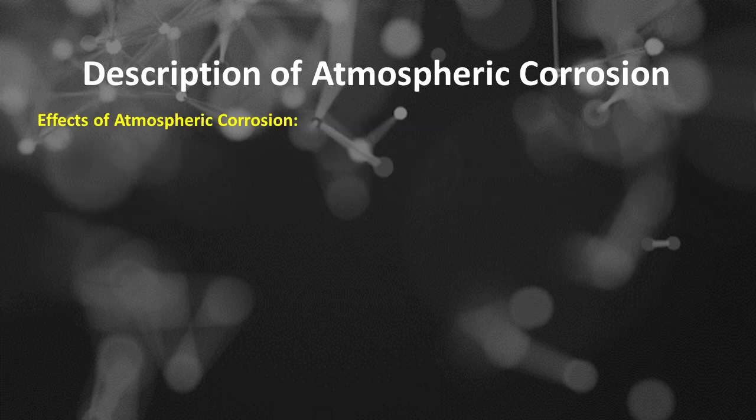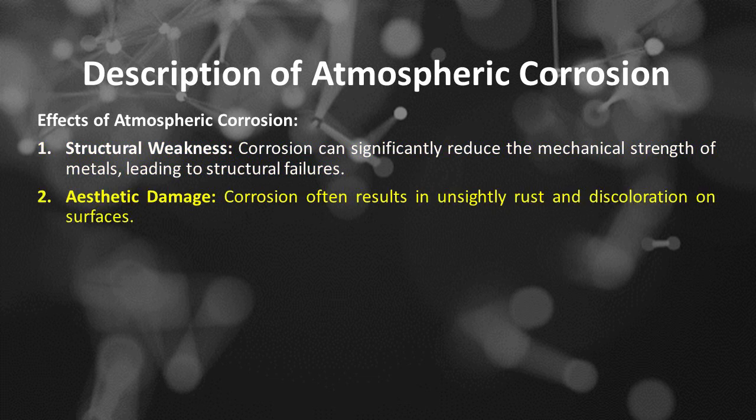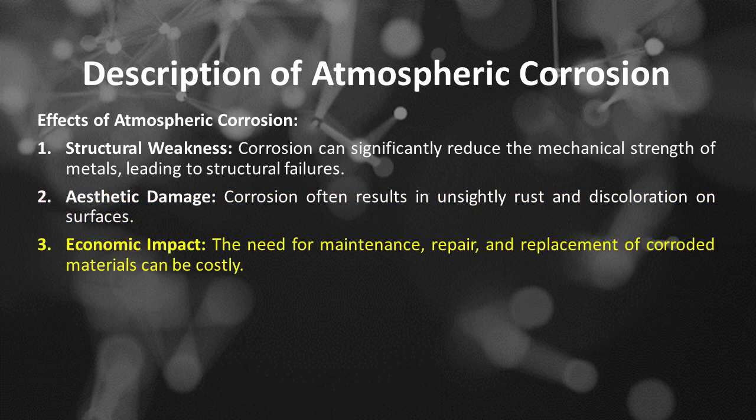Effects of atmospheric corrosion. Number 1 is structural weakness. Corrosion can significantly reduce the mechanical strength of metals, leading to structural failures. Number 2 is aesthetic damage. Corrosion often results in unsightly rust and discoloration on surfaces. Number 3 is economic impact. The need for maintenance, repair, and replacement of corroded materials can be costly.